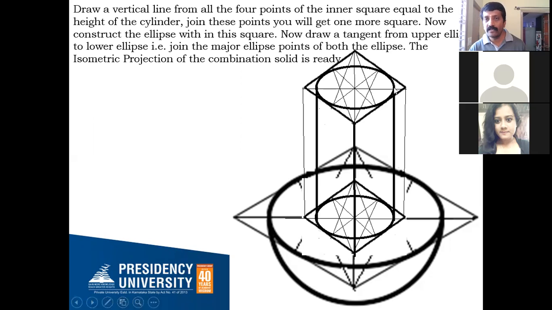Or else you join the end point of your top face ellipse to the bottom base ellipse like this. You draw a line. I draw a tangent to these ellipses from top to bottom, at the major axis end of the ellipse. If you do this, it completes the combination for this particular case, where a hemisphere is above and a cylinder is placed centrally like this.